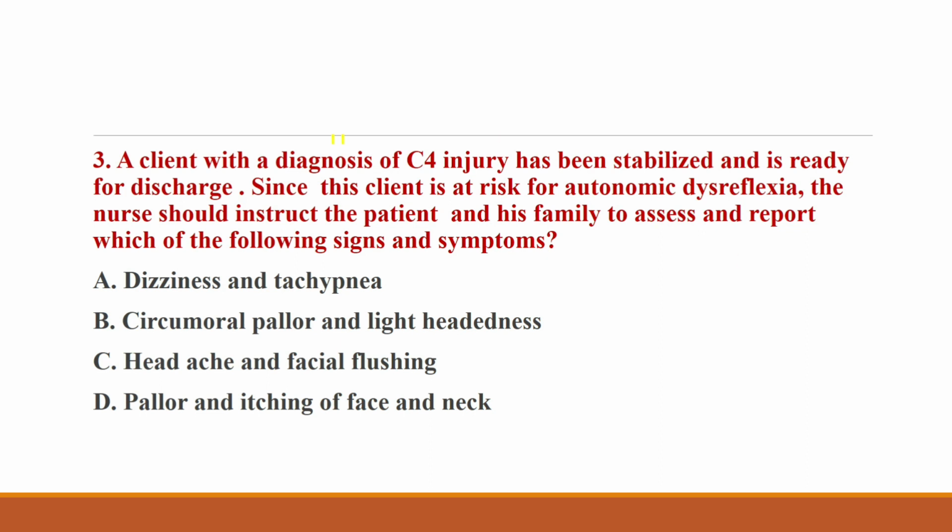Next question. A client with a diagnosis of C4 injury has been stabilized and is ready for discharge. Since this client is at risk for autonomic dysreflexia, the nurse should instruct the patient and his family to assess and report which of the following signs and symptoms. Option A, dizziness and tachypnea. Option B, circumoral pallor and lightheadedness. Option C, headache and facial flushing. Option D, pallor and itching of face and neck. Answer is C, headache and facial flushing.